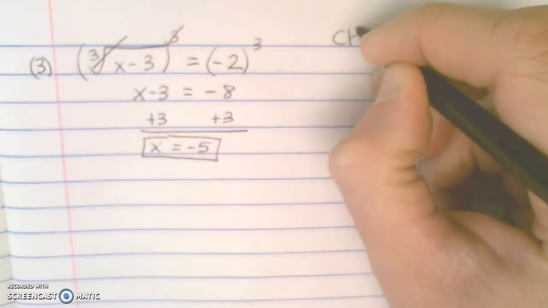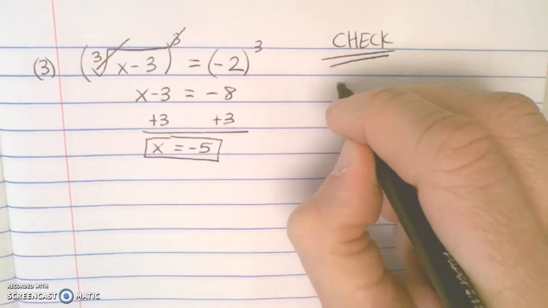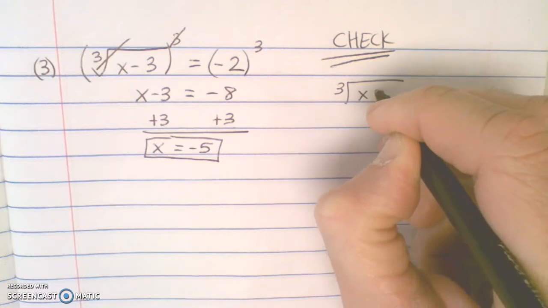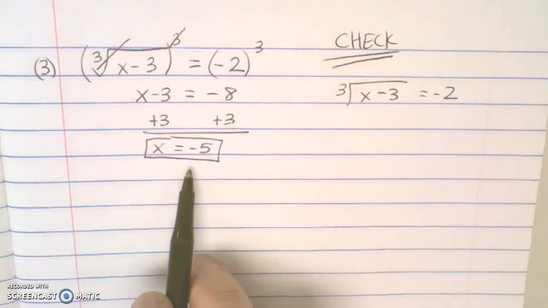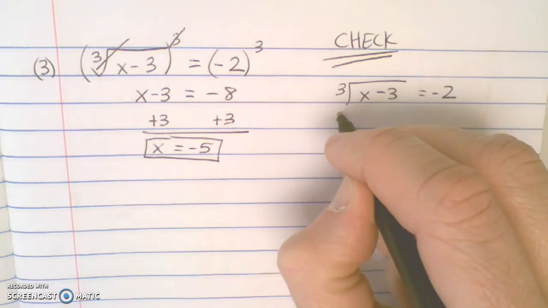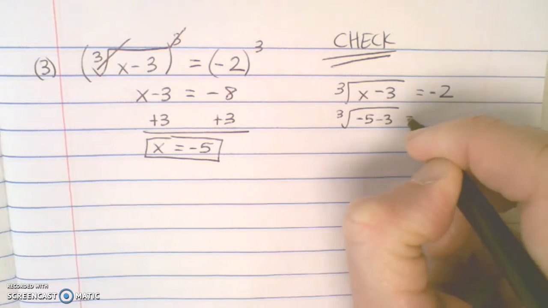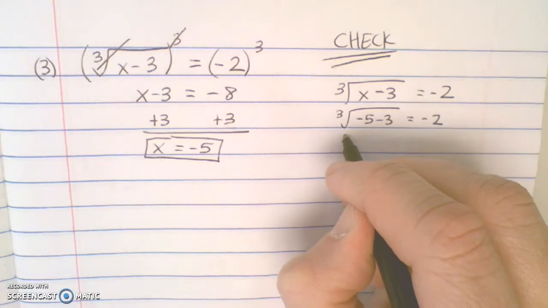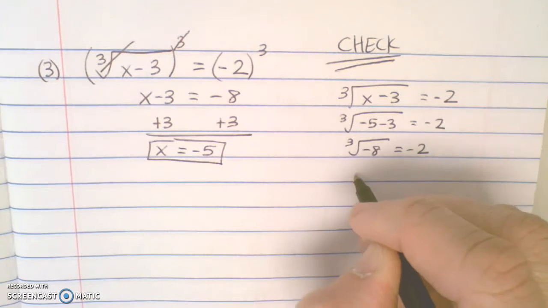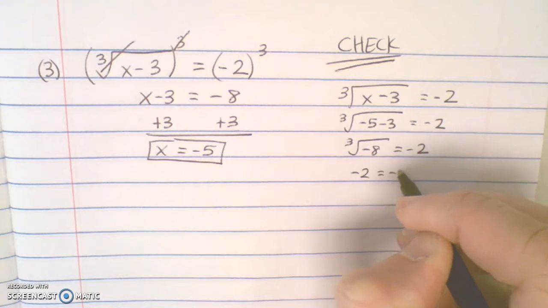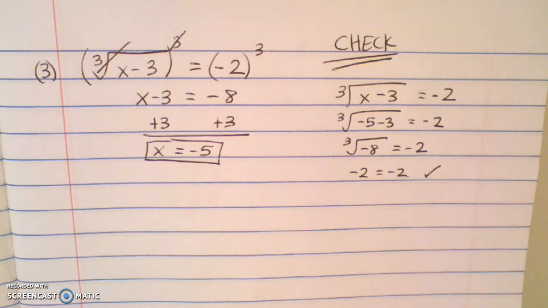Same rule applies where you should check your answer to make sure that it works. So I'm going to plug in -5 for x. So the cube root of -5 minus 3 equals -2. Let's see if that's true. -5 minus 3 is -8. And the cube root of -8 is indeed -2. So we're good. This solution did check out for our problem.